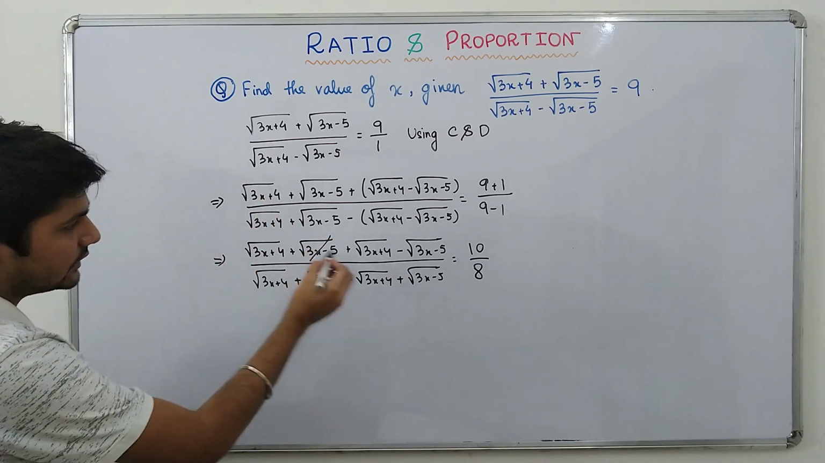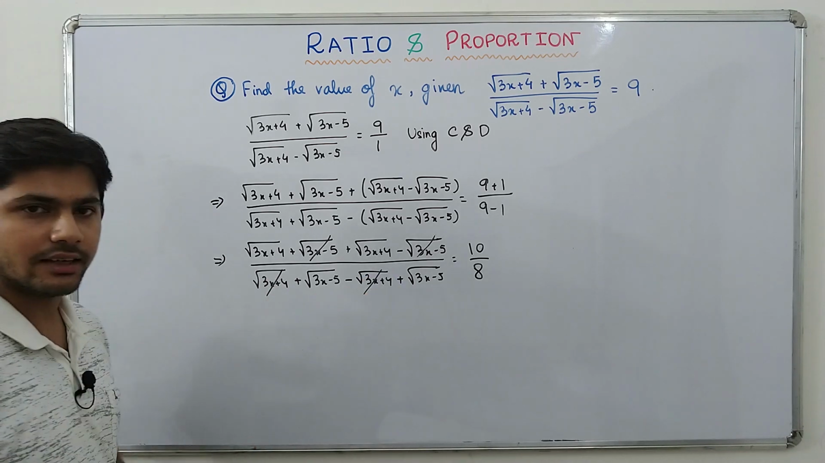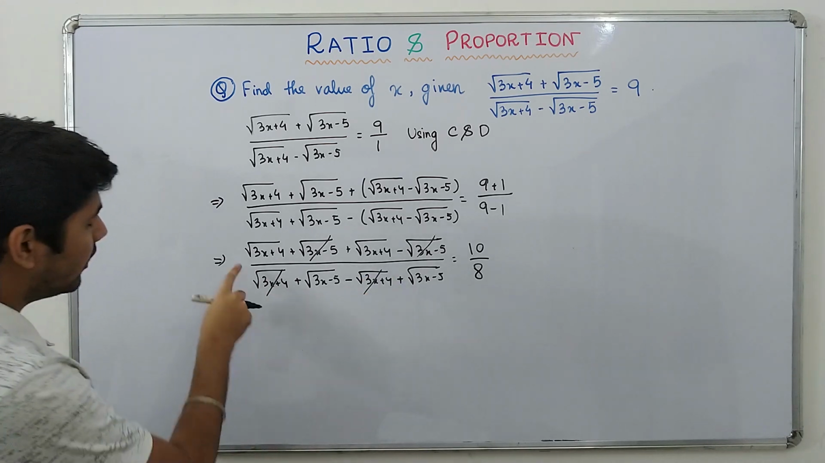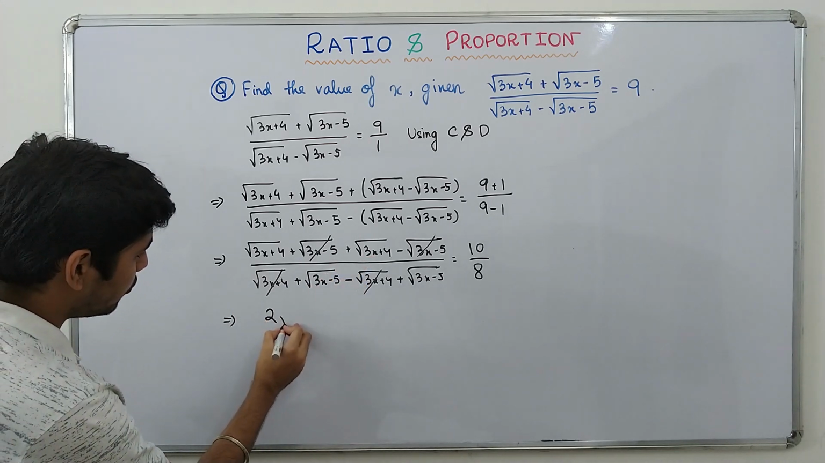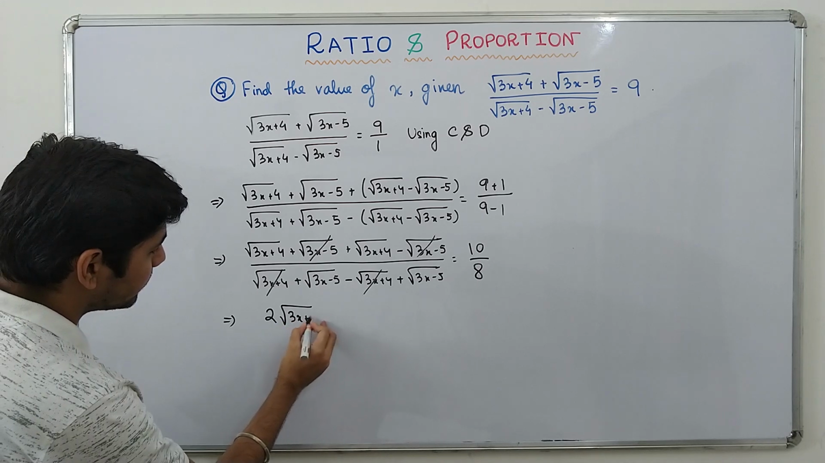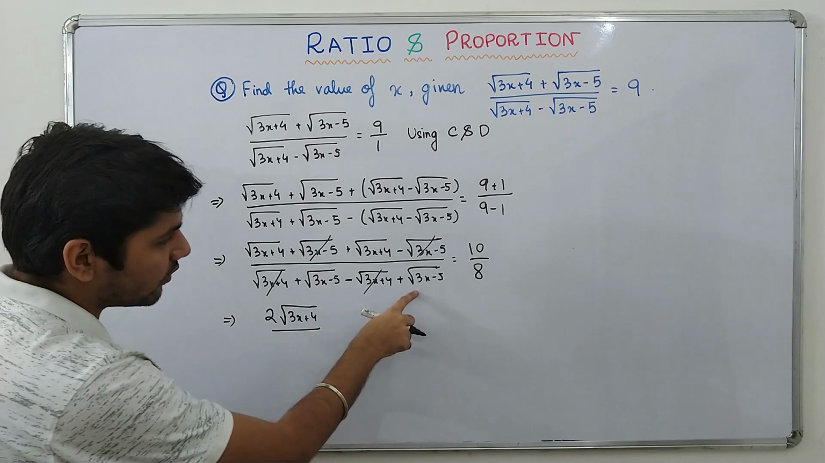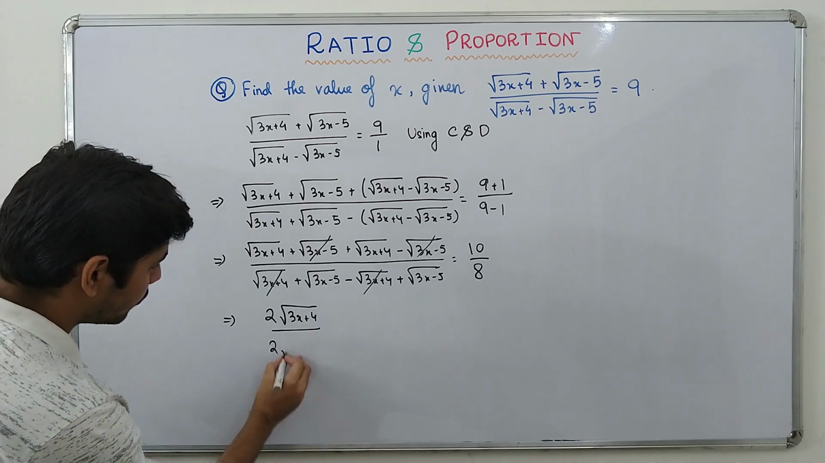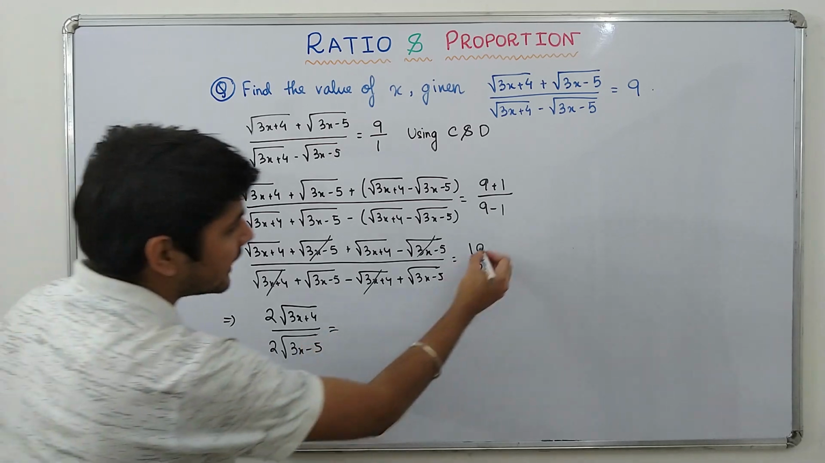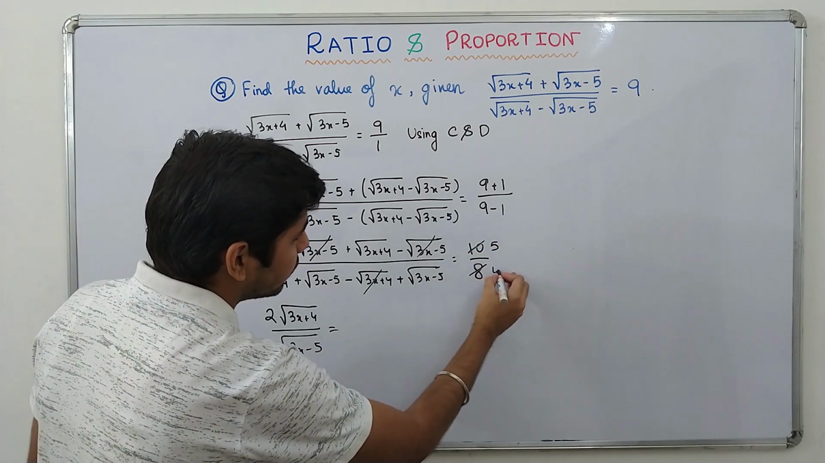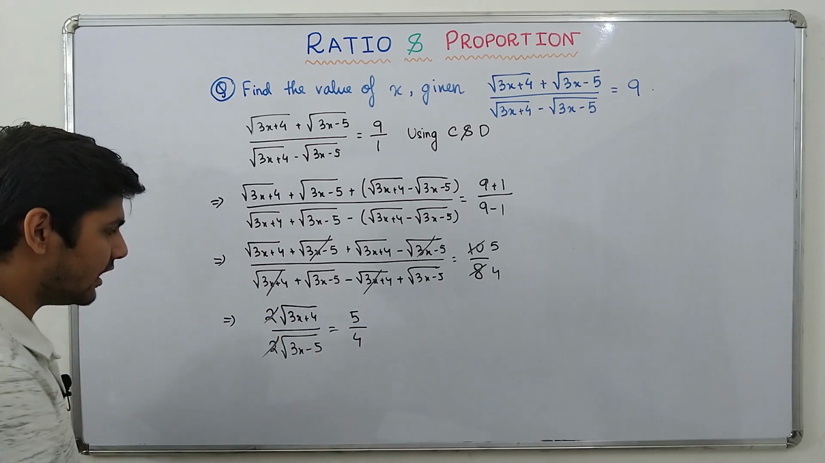Now this and this will get cancelled out, and this will get cancelled out. So what do we get? √(3x+4) plus √(3x+4), so 2√(3x+4), by √(3x−5) plus √(3x−5), so 2√(3x−5), is equal to, let's cancel this out, 5 by 4. This 2 and this 2 get cancelled out.